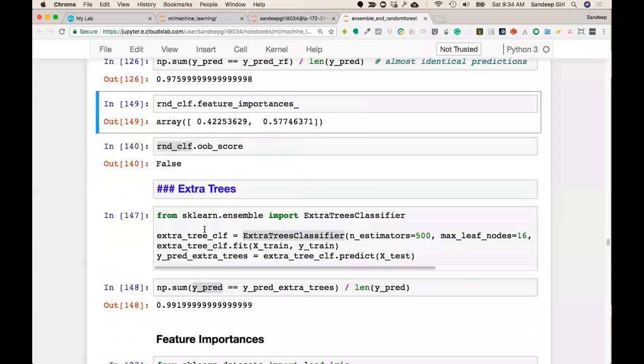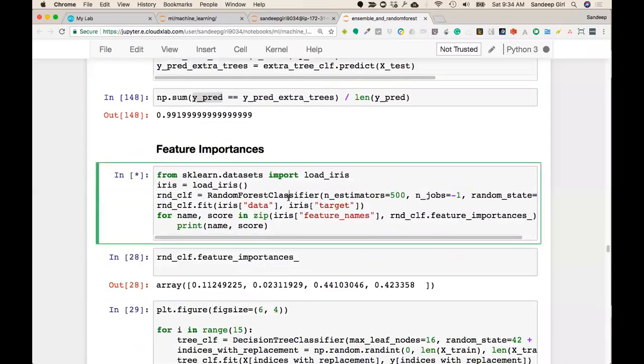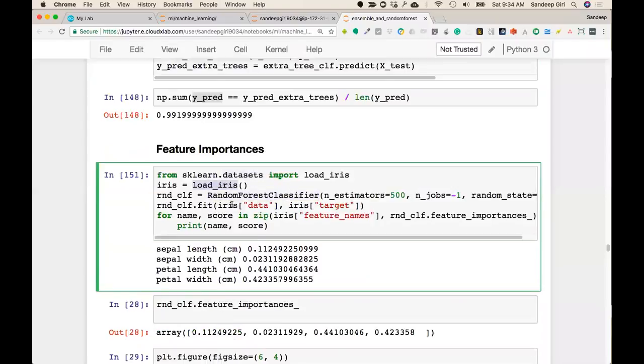Now, moving ahead, let's take a look at feature importances. So here we are saying get the data set, load iris, and here we are creating a random forest classifier. And once we have fitted it, we can compute the score. Okay, so you can see that sepal length is this important and petal length is this important.